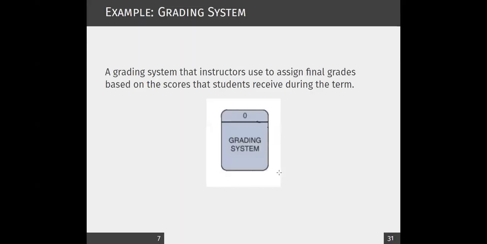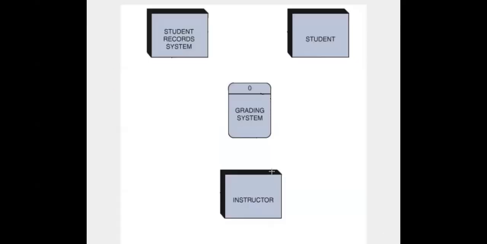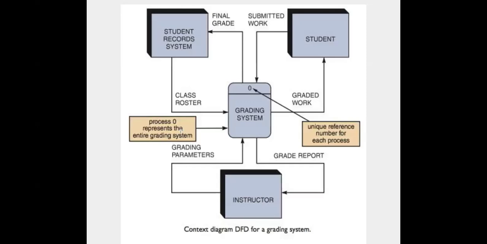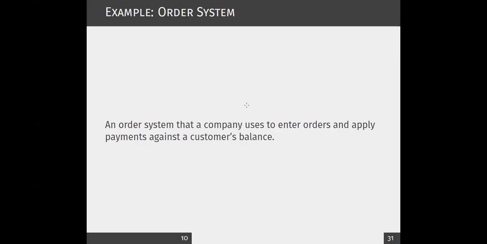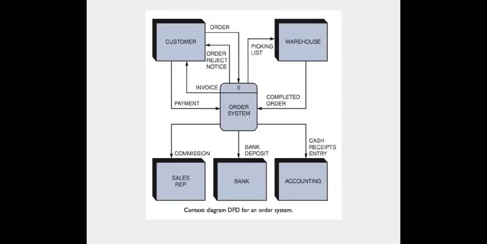You can see that we looked at the grading system, and around that we have a reporting system, as well as the student and the instructor. The arrows represent how data flows with all these entities, and we mark 0, indicating that this is the context diagram. Then another example is the ordering system, with the ordering system process, the main information system, in the middle and all these other entities around it, with arrows showing the data flows and marking what data flows in these.